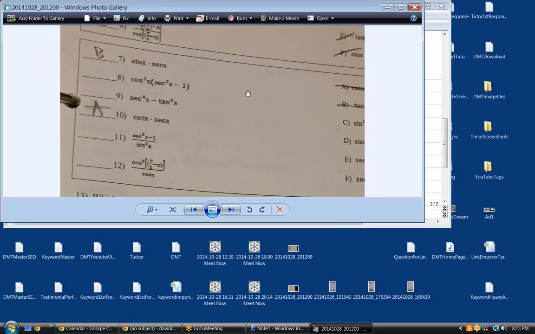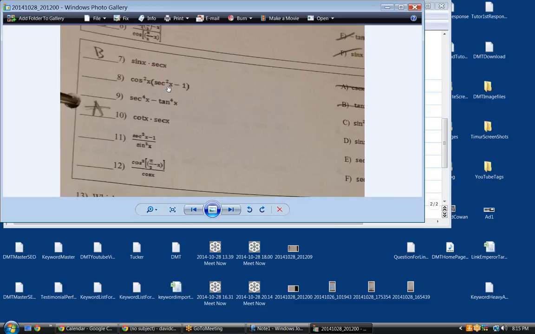Usually multiple choice doesn't help when you're verifying trig identities. But these are a little different here. Multiple choice does kind of help here. You did 1 through 6 already? You want to do 7 through 12? Yeah, I already got 7 and 10. Okay, what about 8? Yeah, 8, 9, 11, and 12.